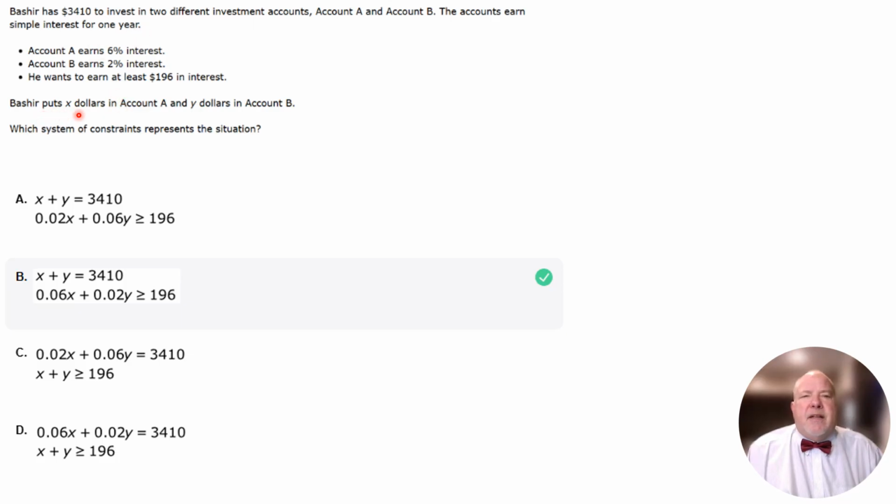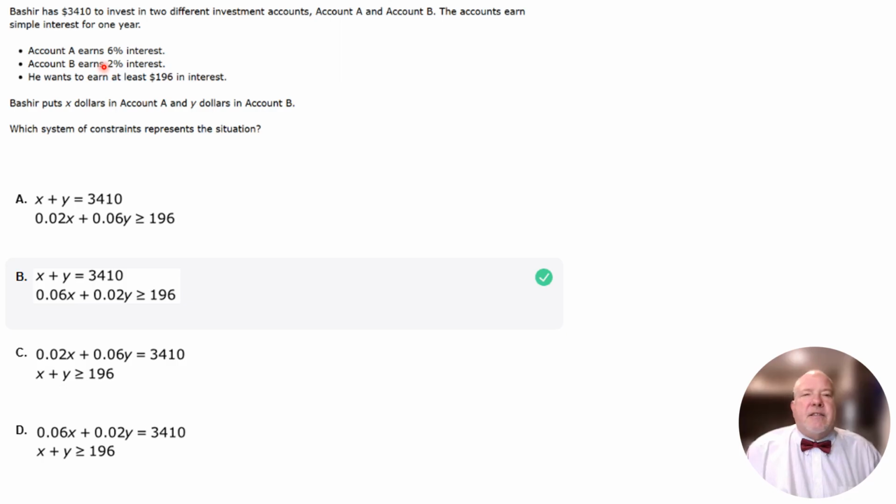So it's made our life a little bit easier. Now it says Bashir puts X dollars in account A and Y dollars in account B. He has $3,410, so we know that the total in account A and in account B will add up to $3,410. So if I come down and look at my answers, A says X plus Y equals 3,410. Yep. B has the same thing, but then C and D have something else. X plus Y is greater than or equal to 196. That doesn't make any sense. X is just the amount of money in account A. Y is the amount of money in account B. So our answer is A or B. So we've already eliminated two of the possible answers. That's pretty good. Now we get to the next part.